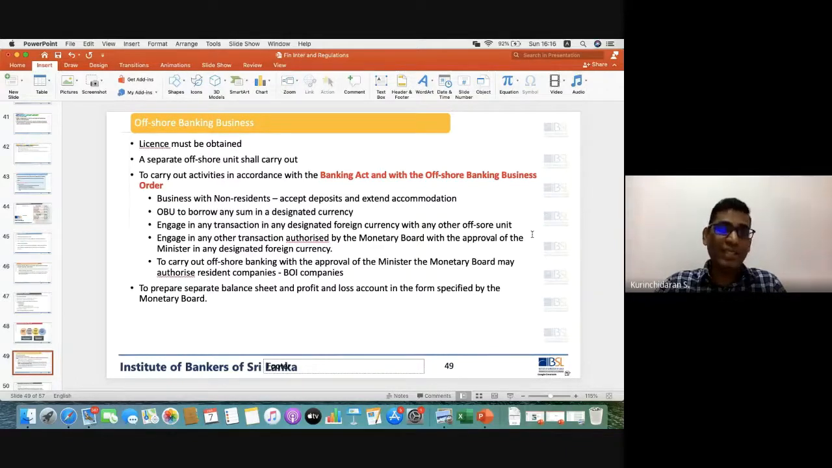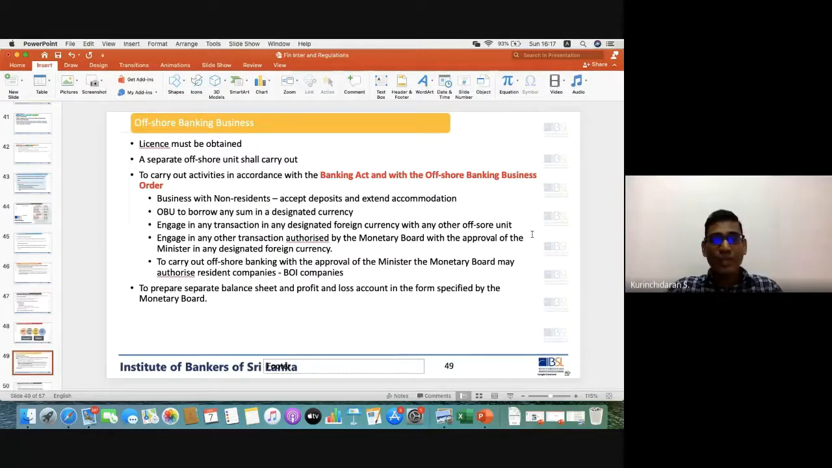So what are the foreign currencies? It's already designated. They can engage in transactions in any designated foreign currency with any other offshore unit. So bank to bank, like bank A has an offshore banking unit and bank B has an offshore banking unit. So these OBUs also can engage in transactions in foreign currencies. Also, they can engage in any other transaction authorized by the Monetary Board. So if there are different transaction businesses, they have to get the Monetary Board approval, with the minister's approval as well.